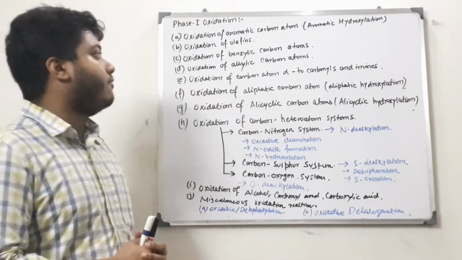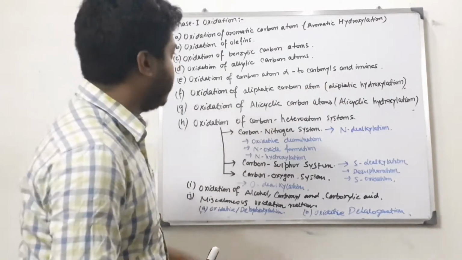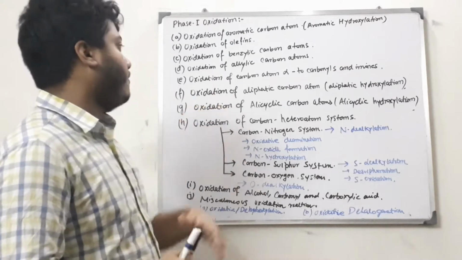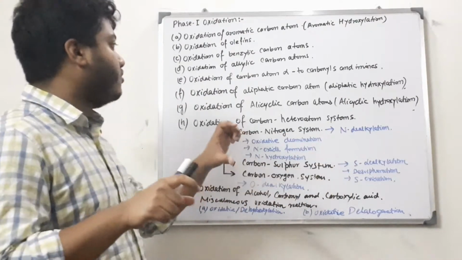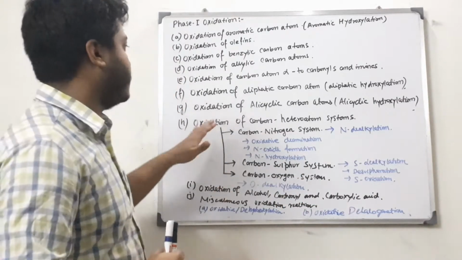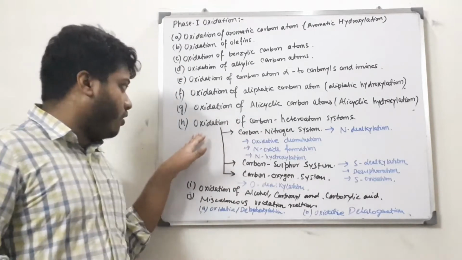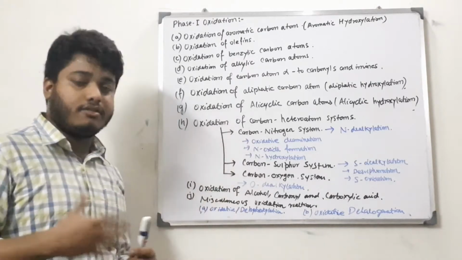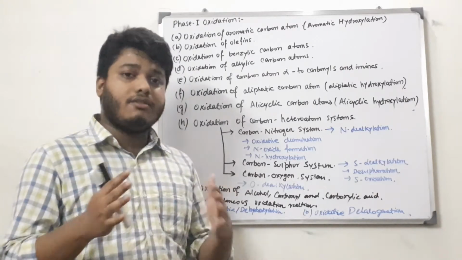Oxidation of the carbon atom alpha to carbonyls and imines is a very important category of reactions, and we will show it with examples. Then there is oxidation of aliphatic carbon atoms. Aliphatic means straight-chain carbon compounds. Drugs that consist of straight-chain carbon atoms undergo different kinds of oxidations. Oxidations of alicyclic carbon atoms are also there. Also there are oxidations of carbon-heteroatom systems, in different classes of drugs, and there are bond differences between these.